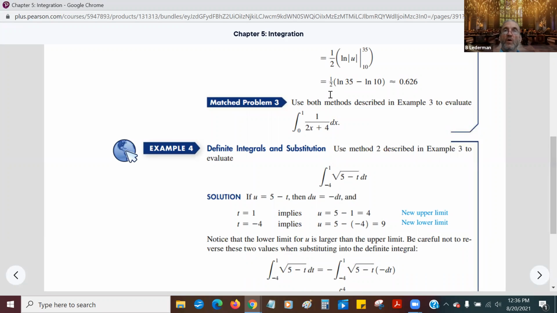Okay. And that winds up being 1/2 ln 35 minus ln 10, which is the same as 0.626. So these are kind of the same thing. They amount to the same thing.